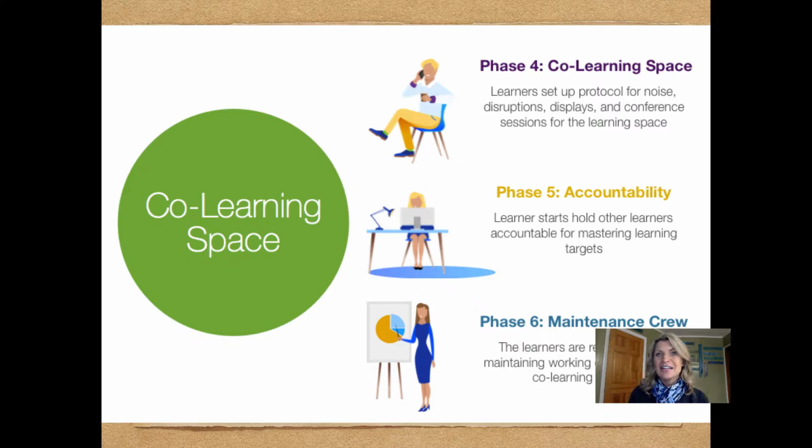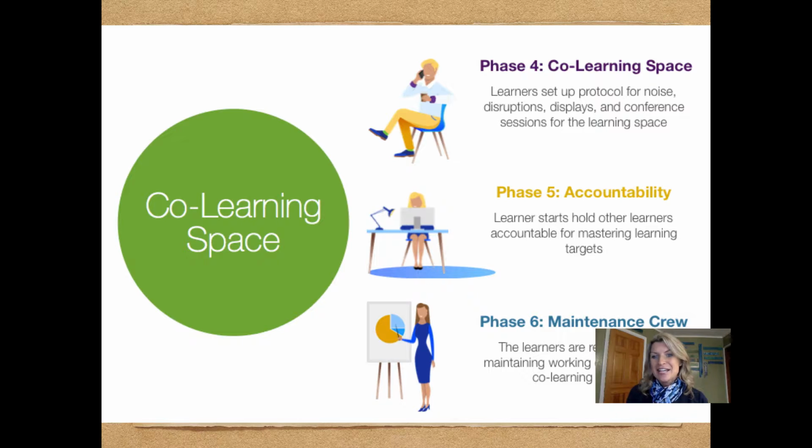In phase five, since they are all working there together, they have to be accountable. Are they mastering their learning targets? Are they getting their stuff done? Are they completing the different projects? Because we think of this as a unit, a combined learning environment where even though I might be doing a passion project about this, we are still progressing through this learning together.